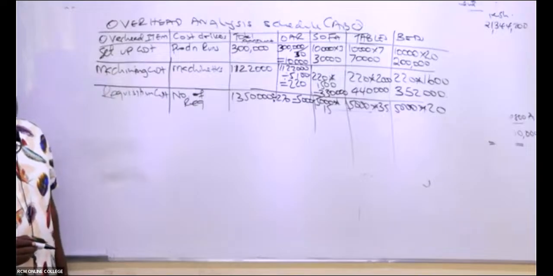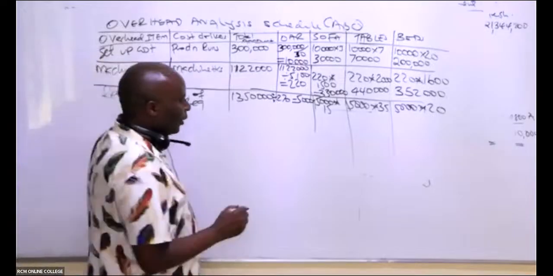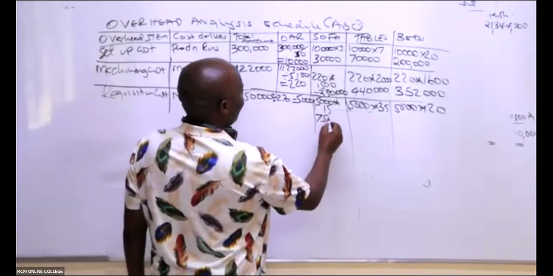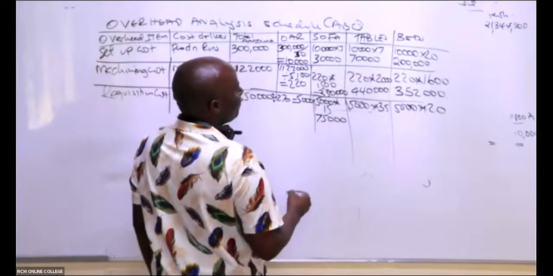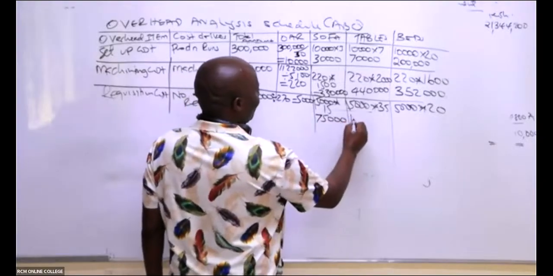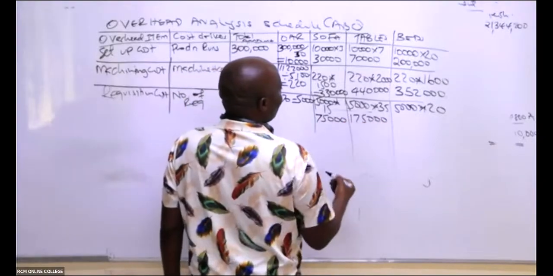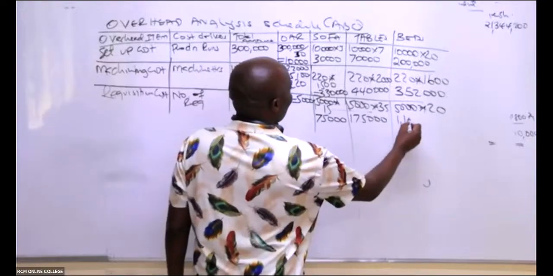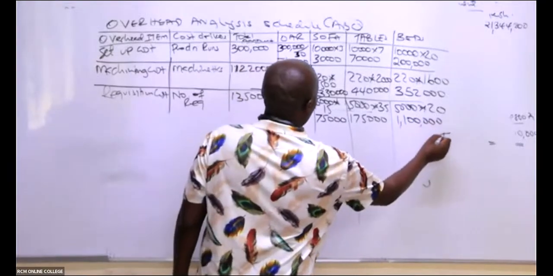The first one I'm being told is 75,000. 175,000. Lastly, 100,000, right? Thank you so much.